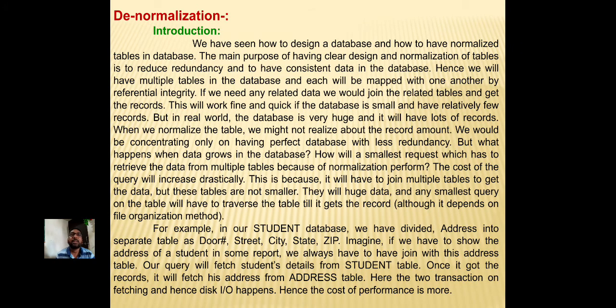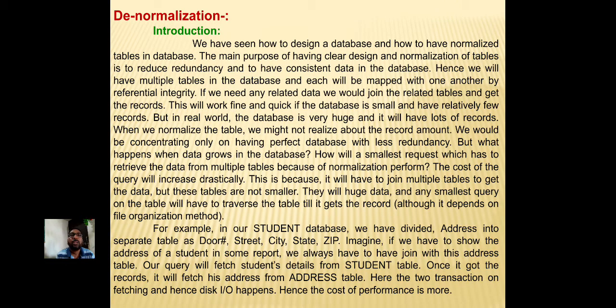And the next topic, denormalization. Introduction. We have seen how to design a database and how to have normalized tables in a database. The main purpose of having a clear design and normalization of tables is to reduce redundancy and to have consistent data in the database. Hence we will have multiple tables in the database and each will be mapped to one another by referential integrity. If we need any related data, we would join the related tables and get the record.